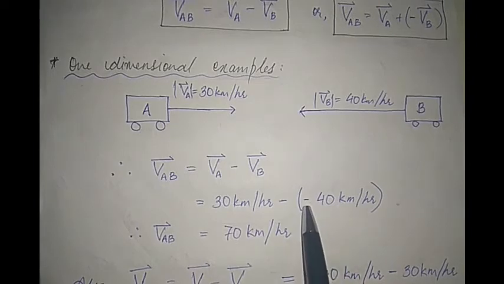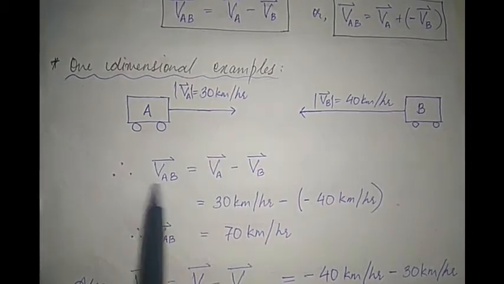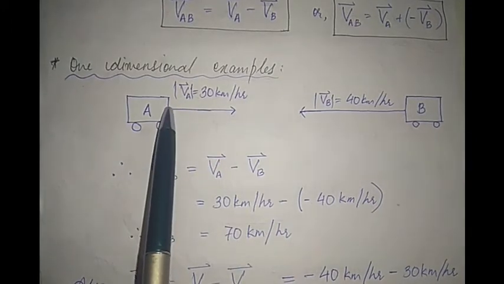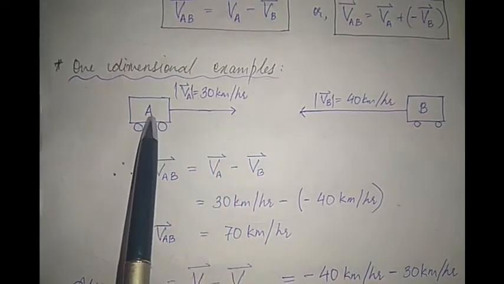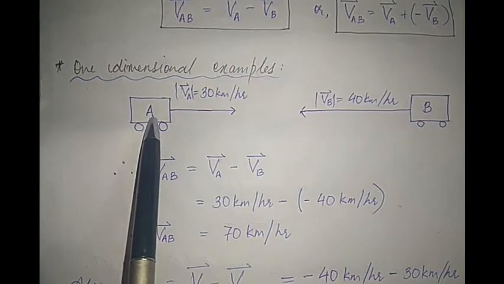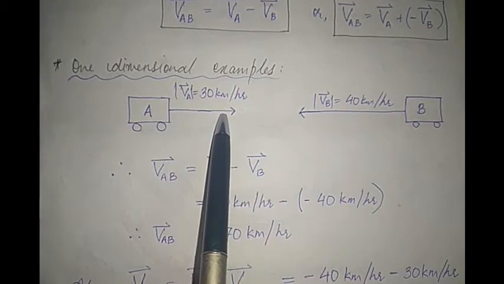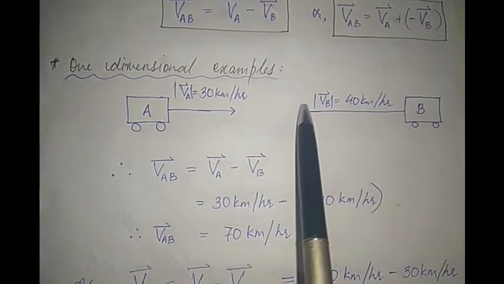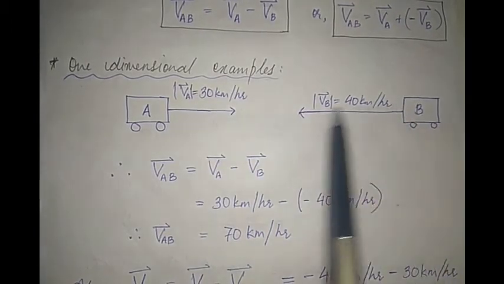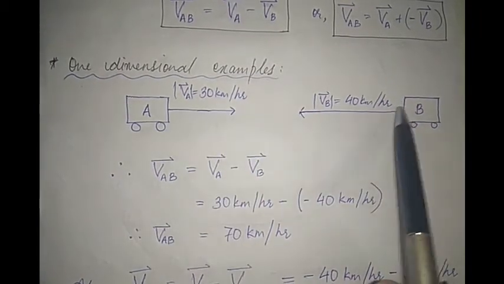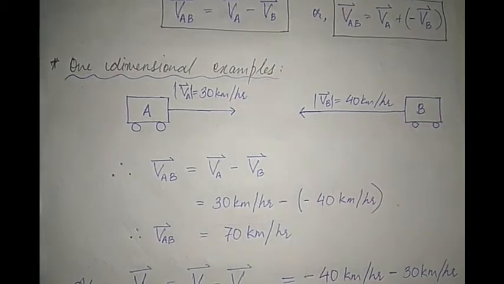Now, where do we get this minus sign from? That's the thing we need to understand. Since this is a vector equation, in order to incorporate the direction of velocity, we've taken the direction of movement of car A to be positive, which means if this direction is positive, then the direction of B, that is the opposite direction, should be taken to be negative. It's like this is the positive x-axis and this therefore has to be the negative x-axis.